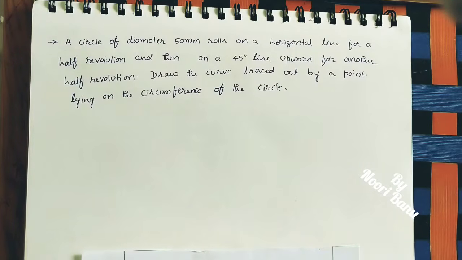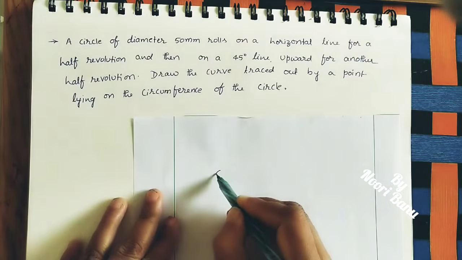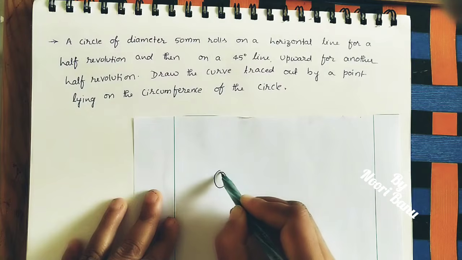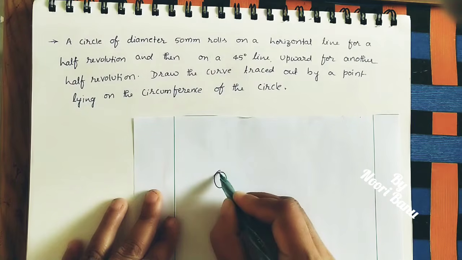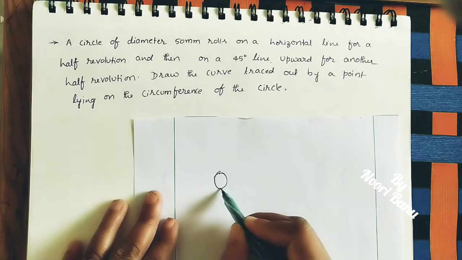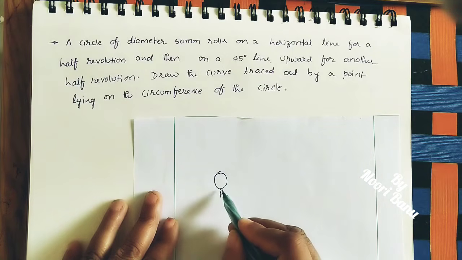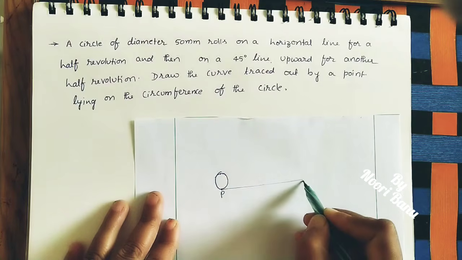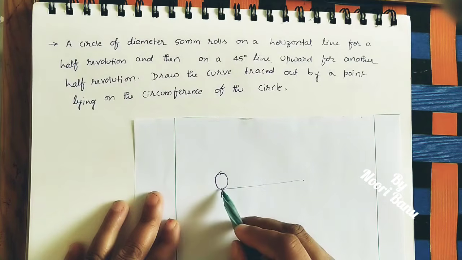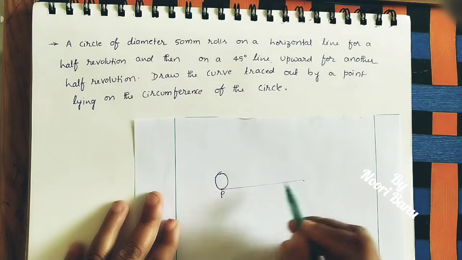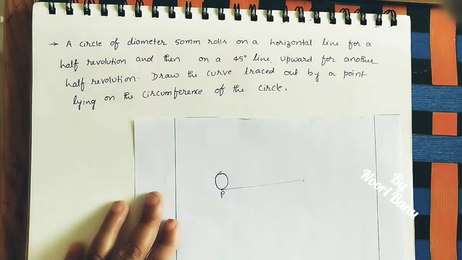In today's class we will discuss how to construct the cycloid. Here, what is a cycloid? Cycloid means if one circle is moving, let us take one point P on the circumference of this circle. When the circle is moving from one point to the last point, the path traced out by this P point is known as the cycloid.